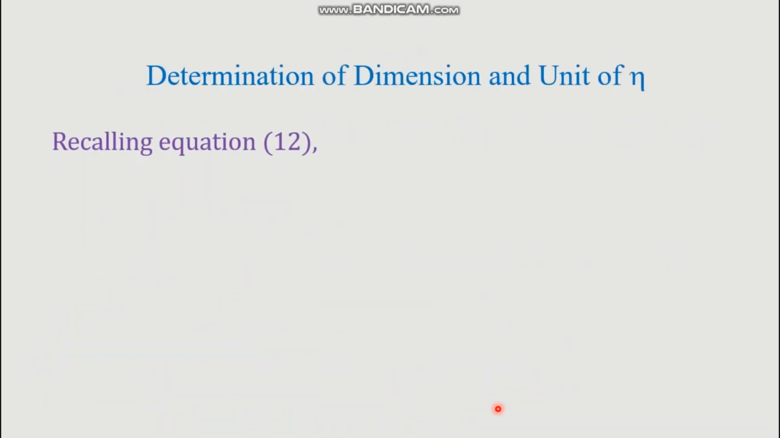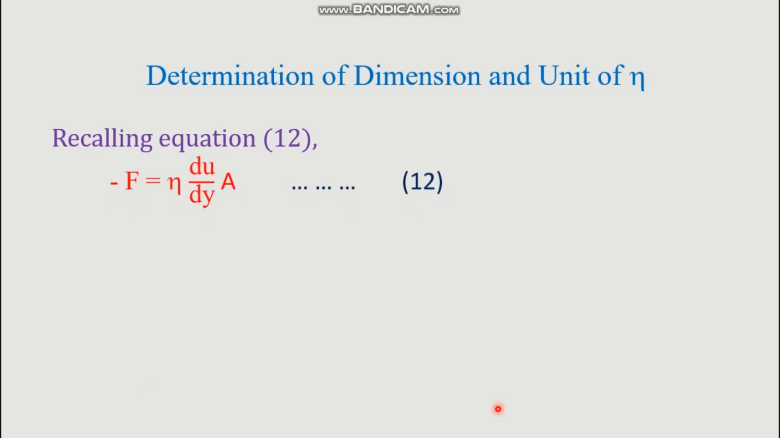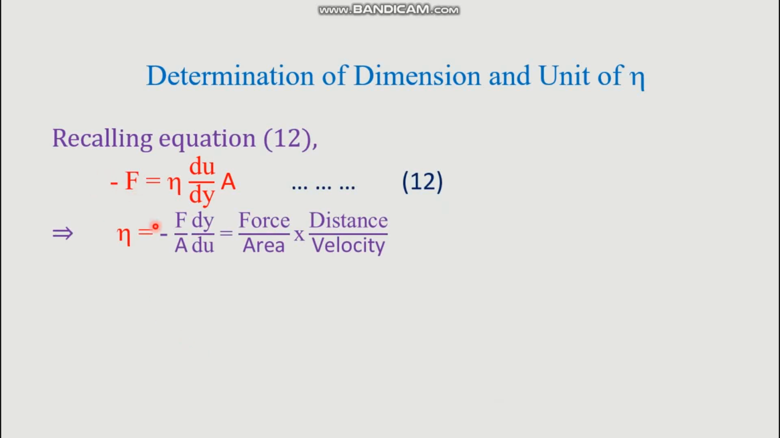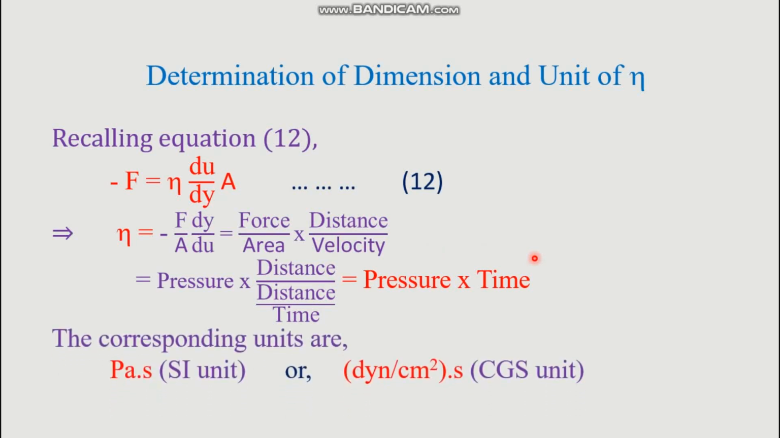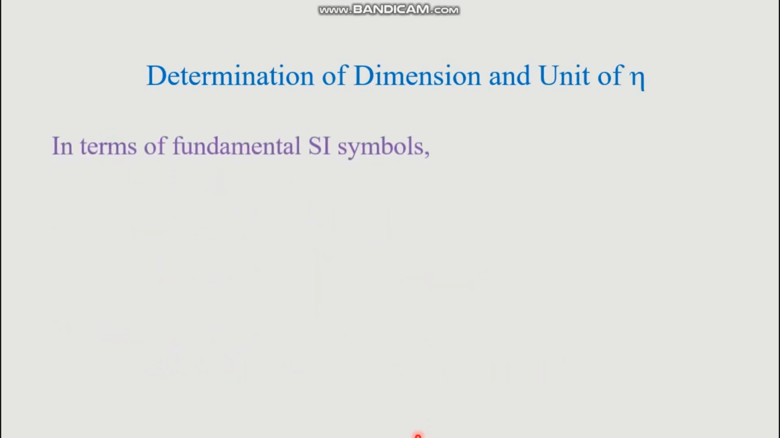And here, according to equation number 12, we can derive this form. So eta equals minus F by A, dy by du. F is force, A is area, dy is distance, du is velocity. So let's put in the dimensional forms. Force by area means pressure; distance by velocity, where velocity is distance by time, gives time. So it is pressure into time: Pascal second in the SI unit, and dyne per centimeter square is the unit of pressure in the CGS unit, so dyne per centimeter square into second. These two are the units of the viscosity coefficient.